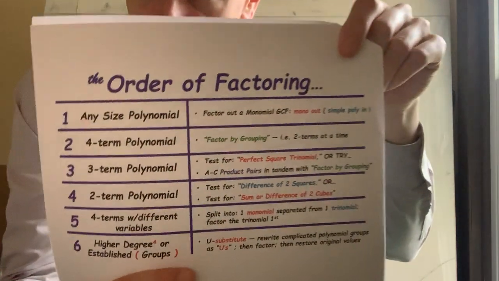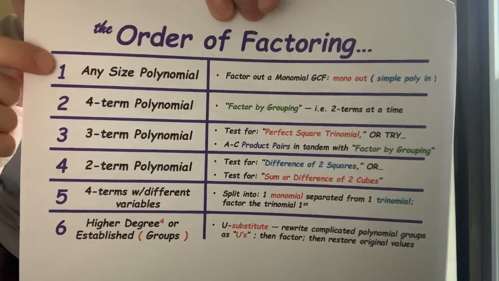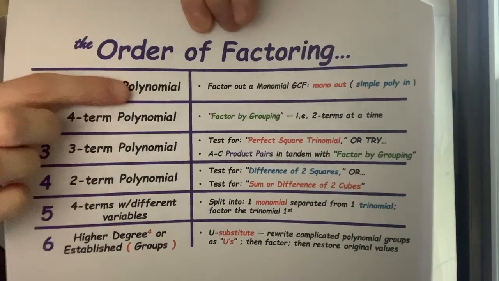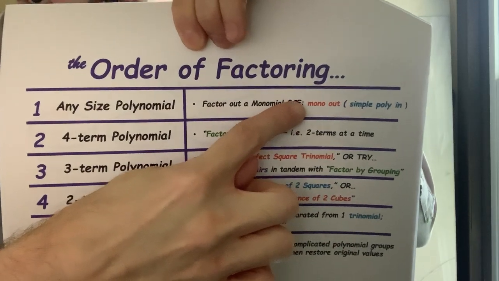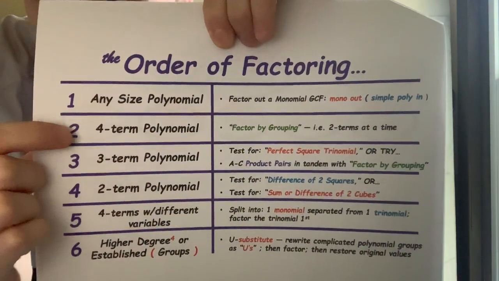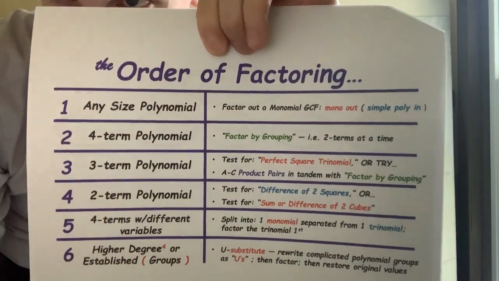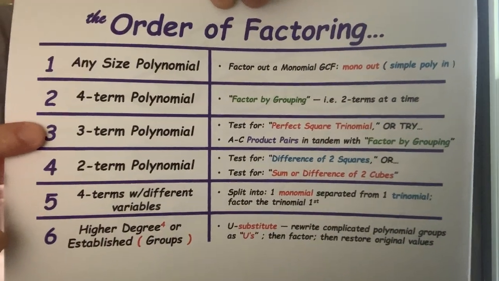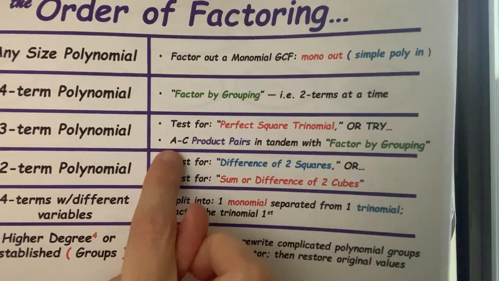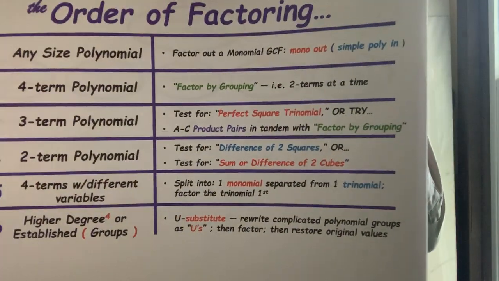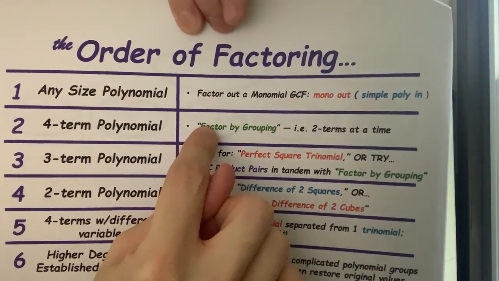As far as factoring is concerned, here's a more verbal strategy, if you will, for factoring, all right? If you had any size polynomial, you might employ the most basic form of factoring, which is to figure the GCF, all right, and then rip it out of each of the terms. If you have a four-term polynomial, there's a method called factoring by grouping. I'll show you that. For a three-term polynomial, you tend to do these two things in tandem most often. What I would refer to as, just based upon how it looks, AC product pairs in tandem with factoring by grouping, which is why it would be good to know this method also.